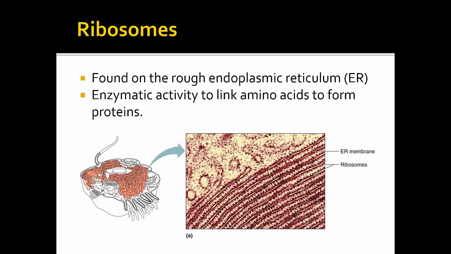The first one to talk about is the ribosome. Ribosomes are produced by the nucleolus, which is inside the nucleus, and they're found on the rough endoplasmic reticulum. So this is endoplasmic reticulum right here, these lines, these layers, and the little dots on top of them are the ribosomes. The ribosomes are really important for protein production. They are actually the enzyme that allows amino acids to be linked together to form proteins. And when we do translation, you'll get to see that in action.